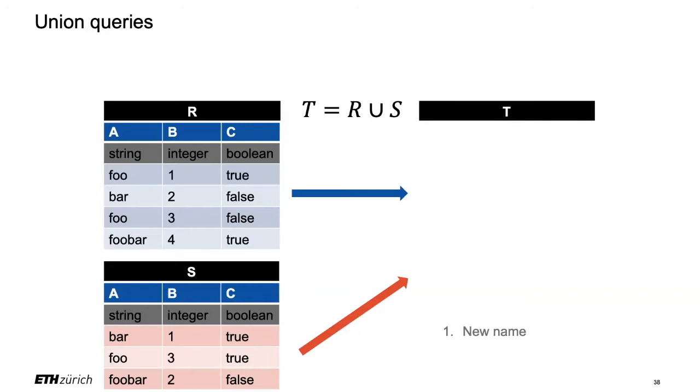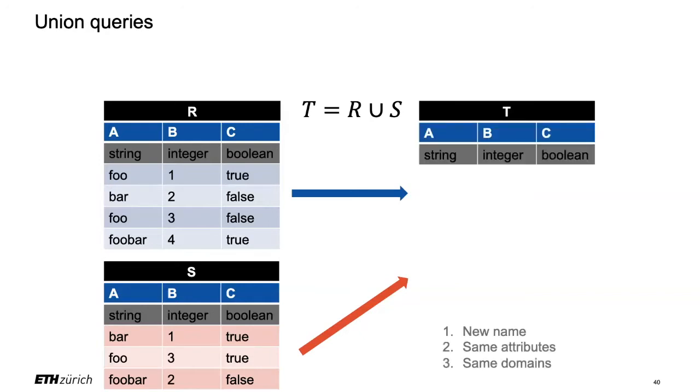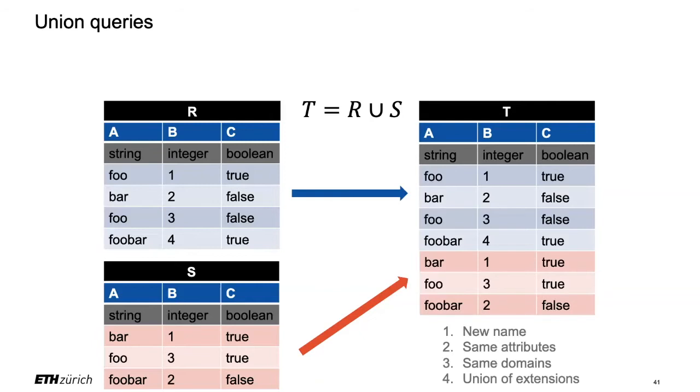So it would have the attributes A, B, and C with string, integer, and Boolean. And then I think there would be 7. Yes, I'm playing the animation as you speak. Yes, 7 of them. That's correct. That's exactly it.